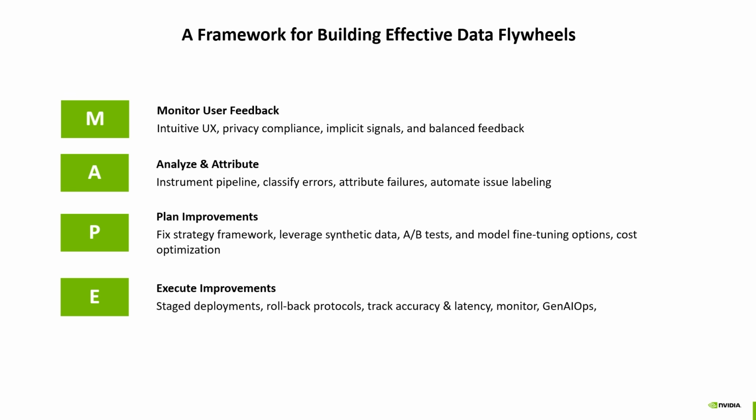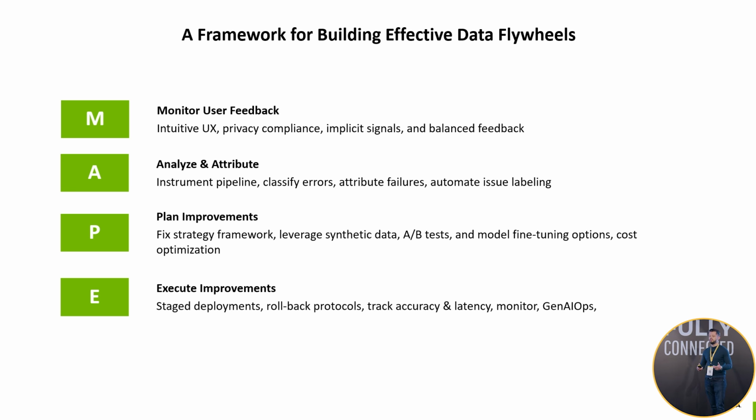So to summarize the conversation, this is a framework that we suggest that you implement as you're trying to build these agents so that they can continuously learn. It's called MAPE. You should monitor user feedback. You should create intuitive user experiences, collect implicit signals, get balanced feedback. Second thing is you should analyze and attribute all of that data so that you can RCA, plan the improvements.